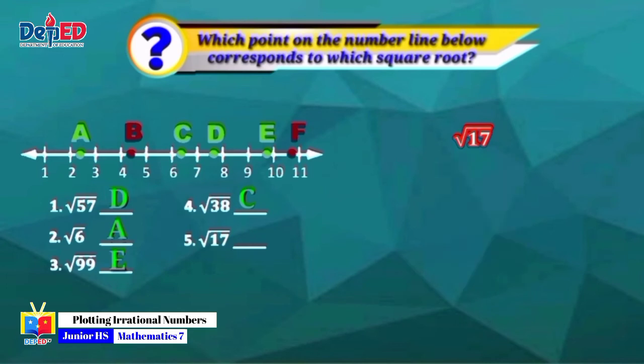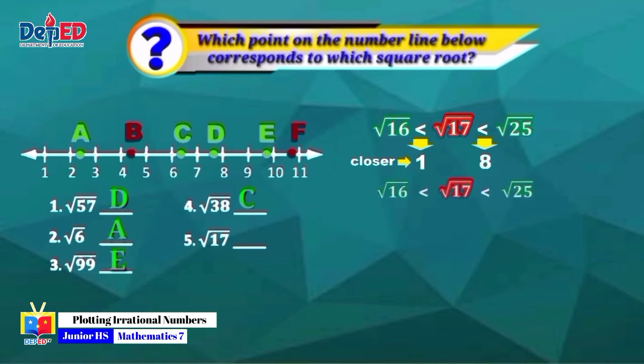Time is up! The square root of 17 lies between the square root of 16 and the square root of 25. 17 minus 16 is equal to 1. 25 minus 17 is equal to 8. Therefore, the square root of 17 is closer to the square root of 16.